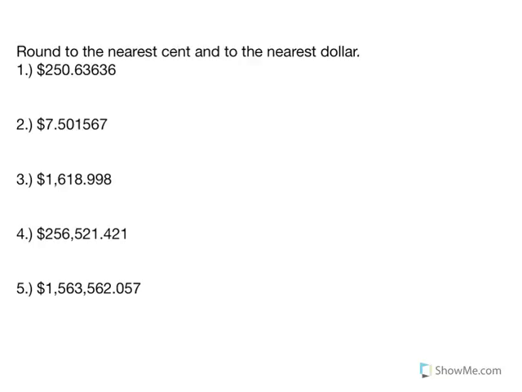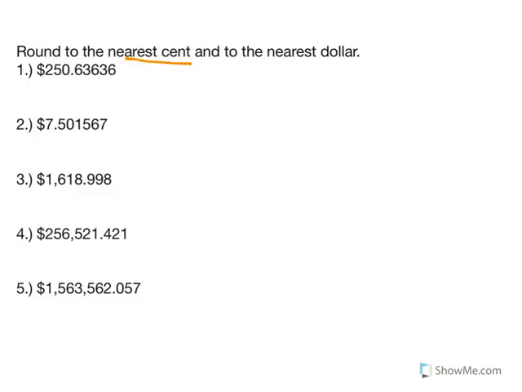Rounding money. So with money, the nearest cent, remember, is 2 decimal places. And we want to go to the nearest dollar. So we want to go both ways. I'm going to do the first one with you, and then I want you to do the rest of them and come back and check your answers.